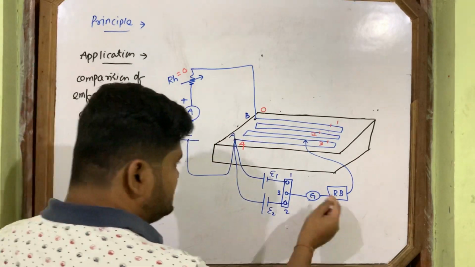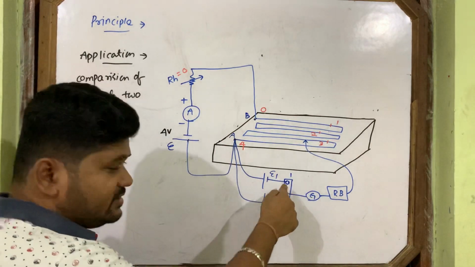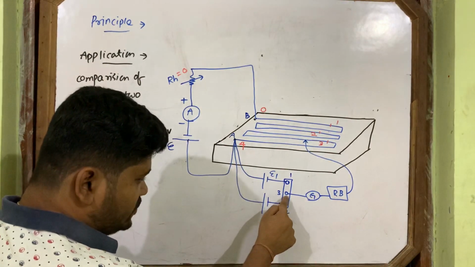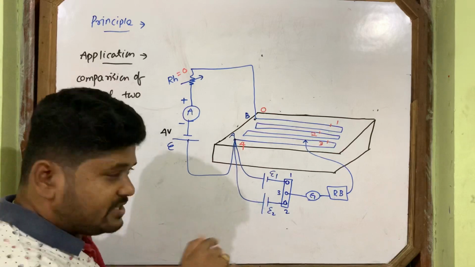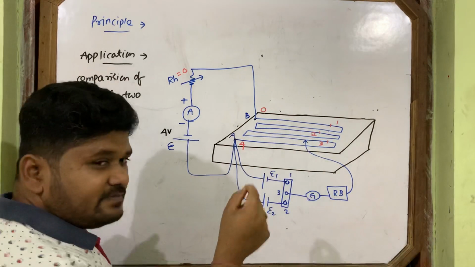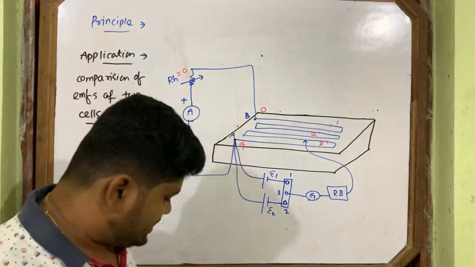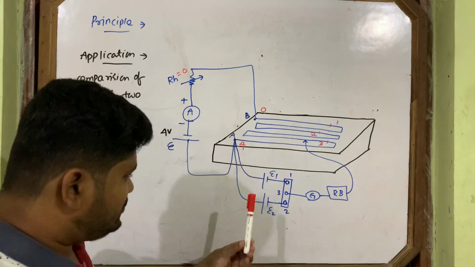What is the advantage of this? Then now 1, 3 knob you put here. E1 is connected. Here is no knob. E2 is disconnected from the circuit. Only E1 is connected here. Then bring the jockey and touch it here. Touch it at point A. When you touch at point A, what will happen to the galvanometer?